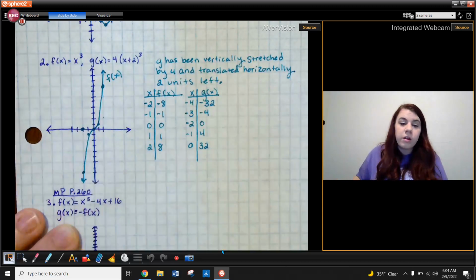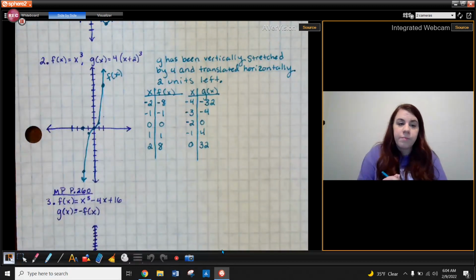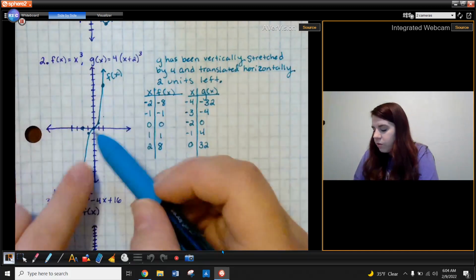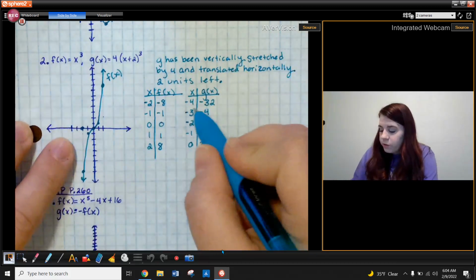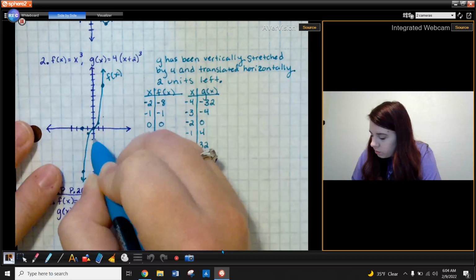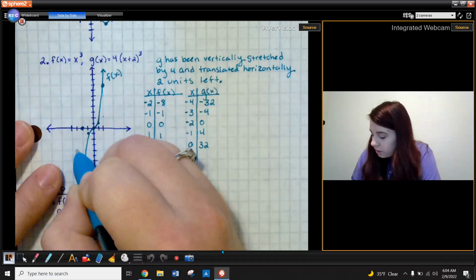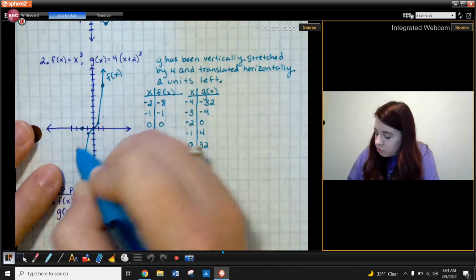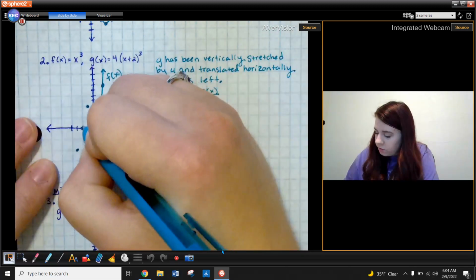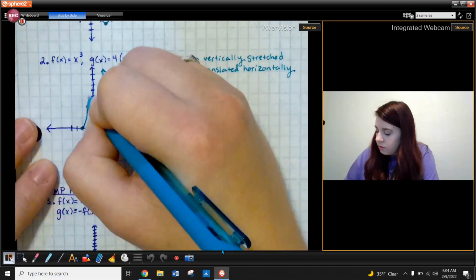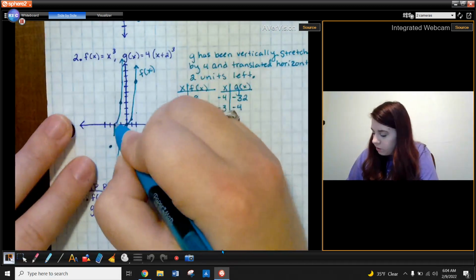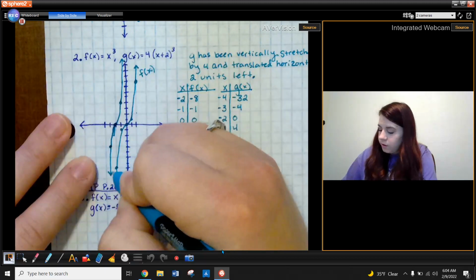So I don't have my graph tall enough for 32, but we can get an idea. This thing is going to be stretched, so it should be a lot thinner than the one that we had previously. So I can't really graph -4, -32, but I can graph -3, -4. This would be 1, 2, 3, 4. I should have a point here, -3, -4. And I should have one at -1, 4. So you can see here, this should still have the same kind of shape to it, but it's a lot steeper. Okay, and this is your g of x.